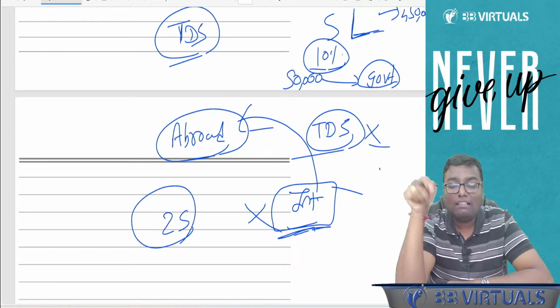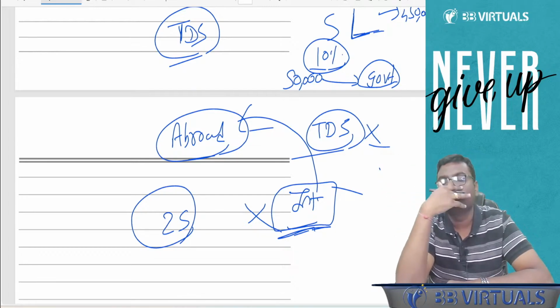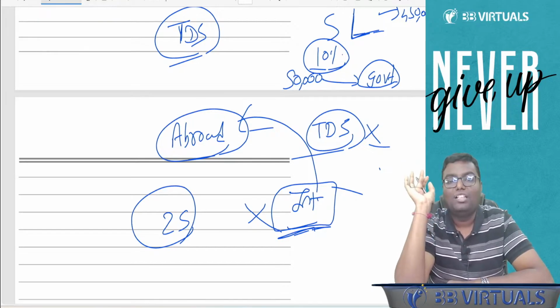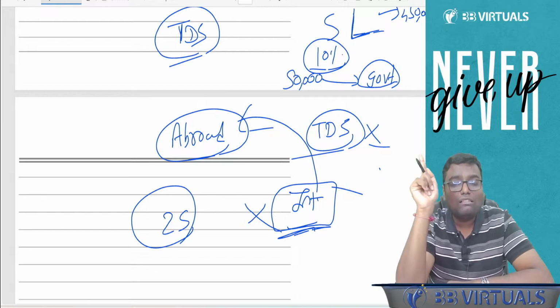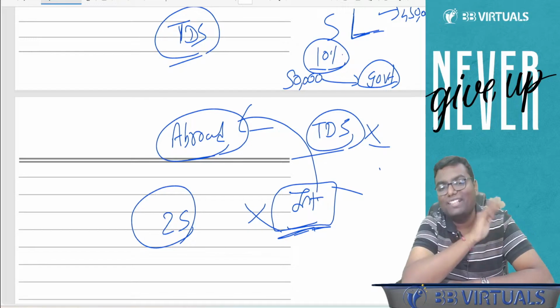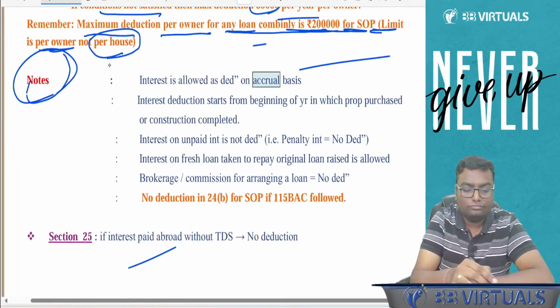What if I pay interest within India and I forgot to deduct TDS? It is okay. Your interest will be allowed as a deduction. The disallowance comes only when you are supposed to pay the interest abroad and you don't deduct TDS. Are you understanding this? See all the points I have written over here together.